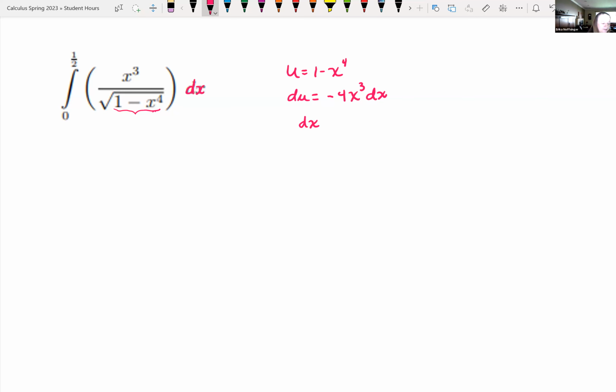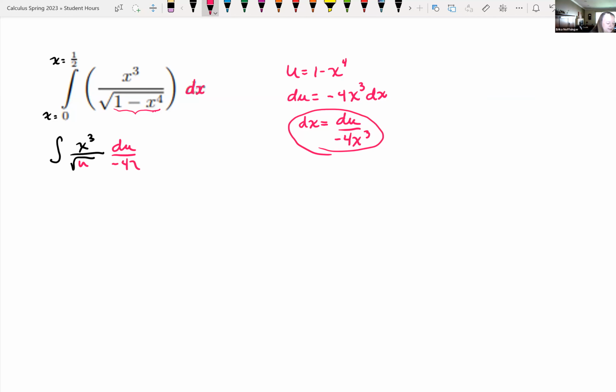And we can do that by dividing both sides by what's in front of the dx, which is the negative 4x cubed. So dx equals du over negative 4x cubed. So if I go back and plug in what I chose u to be, I got x cubed over the square root of u dx, but dx we just found was this du over negative 4x cubed.